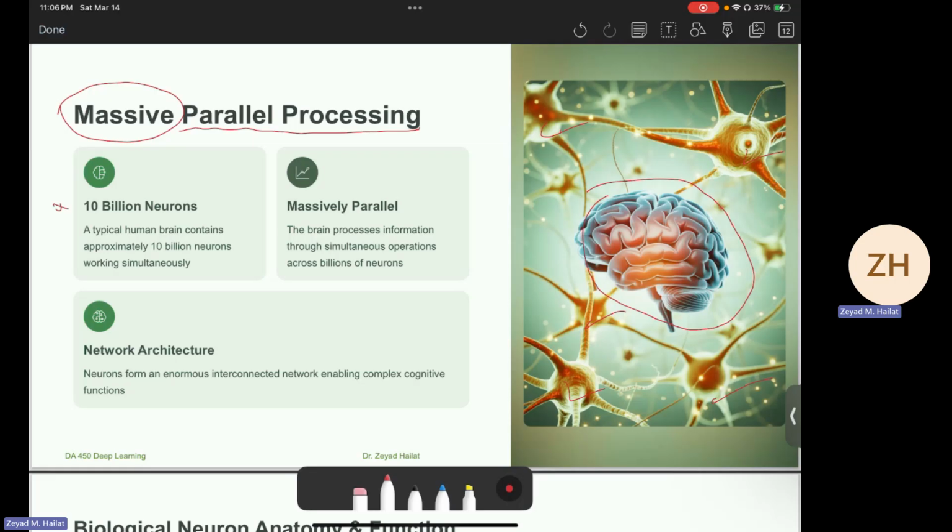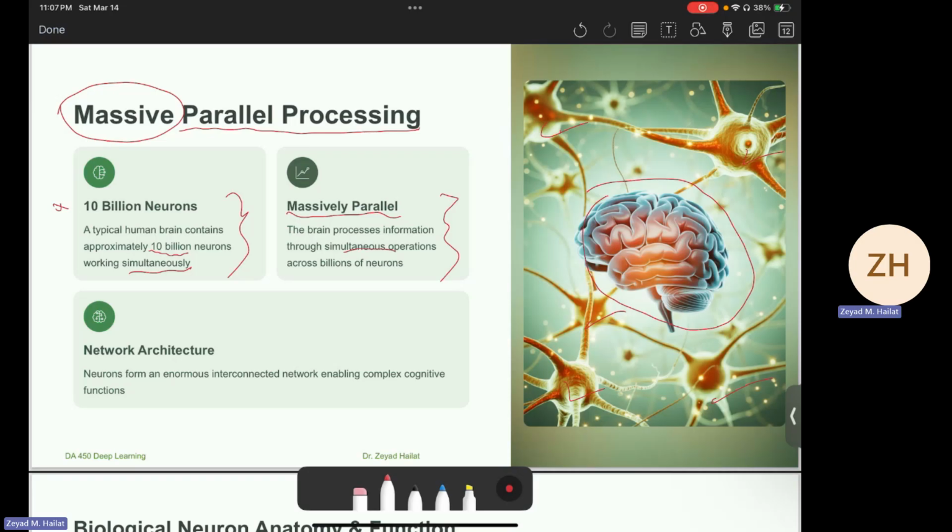A typical human brain contains approximately 10 billion neurons working simultaneously. They are working at the same time. When we talk about 10 billion neurons, this is a huge number. When you think about how they are coordinated and how they are processing simultaneously, it's massive processing. This processing happens simultaneously in parallel, at the same time, for several types of operations.